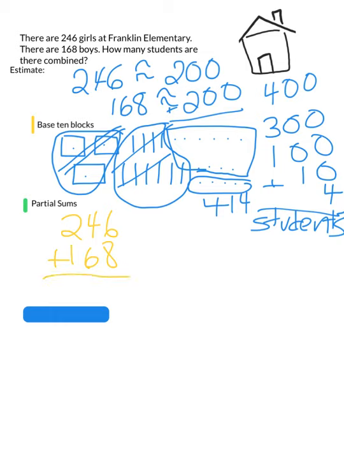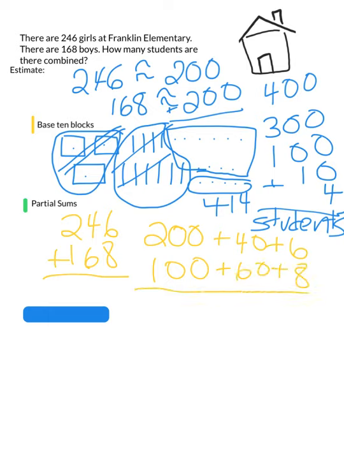And when I take a look at 246, I'm going to look at each place value, and I know that 246 is 200 plus 40 plus 6. And we also know that is called expanded form. And then I'm going to look at 168, and I know 168 in expanded form is 100 plus 60 plus 8. And what I'm going to do is add each place value together, similar to what I did with the base 10 blocks. And this will give me a partial sum. It will give me part of the sum before I complete the problem to figure out the whole sum.